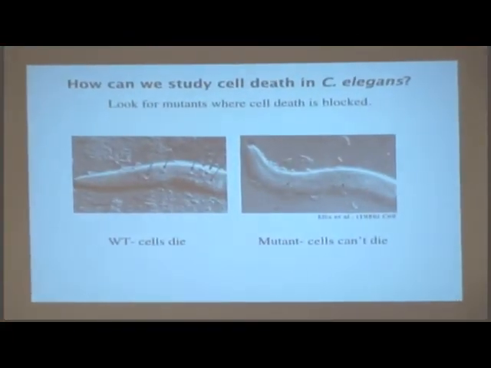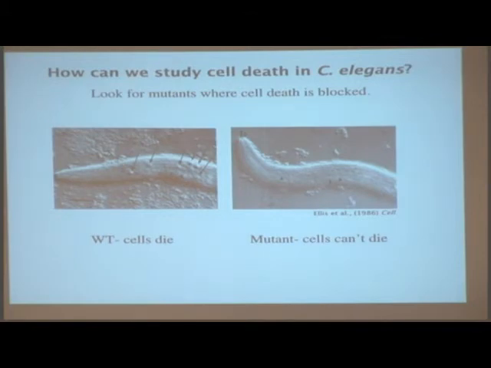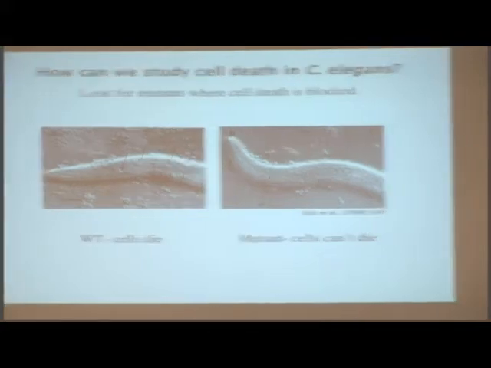I've told you that there are a lot of great features about the worm that make it easy to study in the lab. Some researchers were interested in how cells are able to die, because the genetic pathway for how cells die was not known. So they used the power that C. elegans offered to identify the genes required for cells to die. Simply, they took animals; here is a wild type animal, a normal animal, and the cells died.